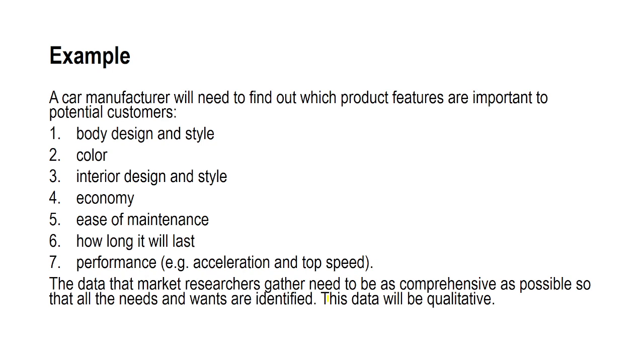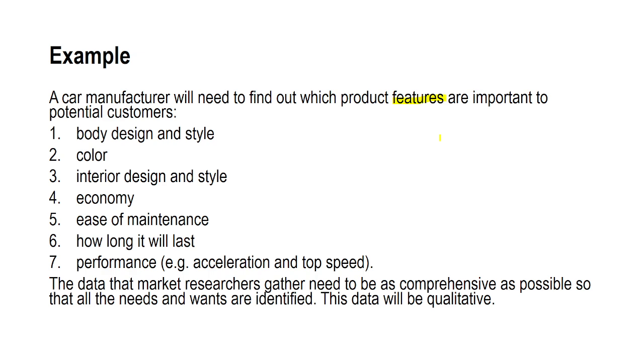For example, a car manufacturer needs to find out which of the product features below are important to potential customers. For example, body design and styles. These are styles that the company needs to know which of them customers prefer. Colors, interior design, economy, ease of maintenance, how long it will last, and finally performance.